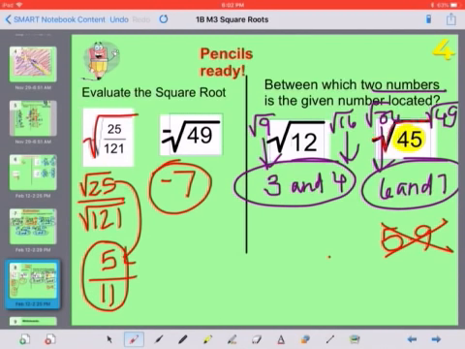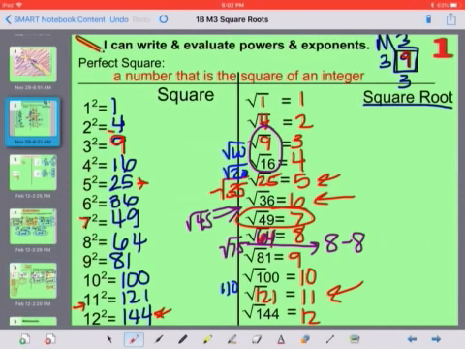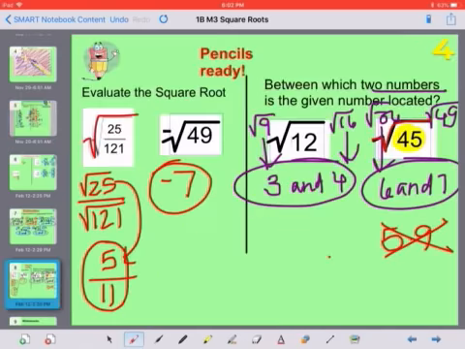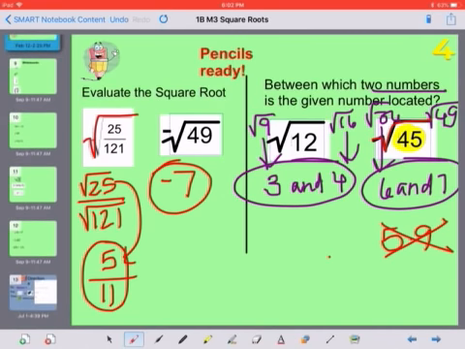Square roots and perfect squares go together. That's why we created this chart back here. They're opposites of each other. So in order to take the square root, you need to know what number multiplied by itself. And there is no number that multiplies by itself to give you 45. It's really between these two. 6 point something in our calculator multiplied by 6 point something in our calculator would give us 45.